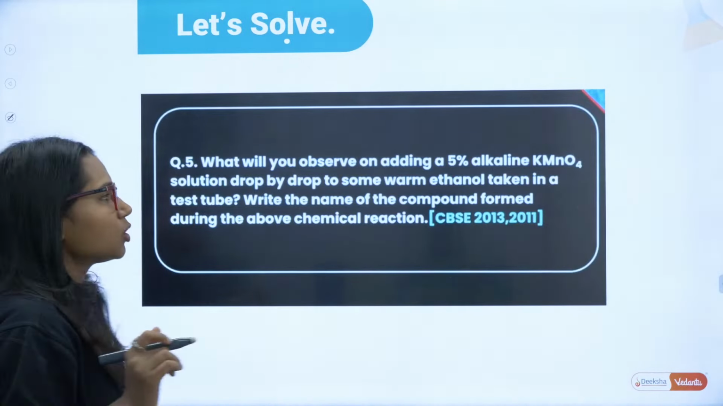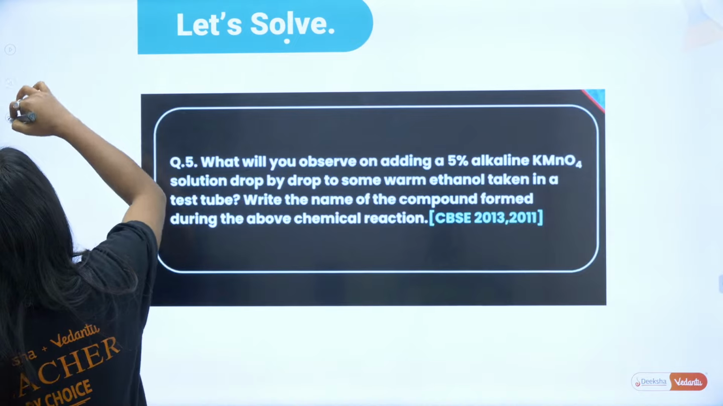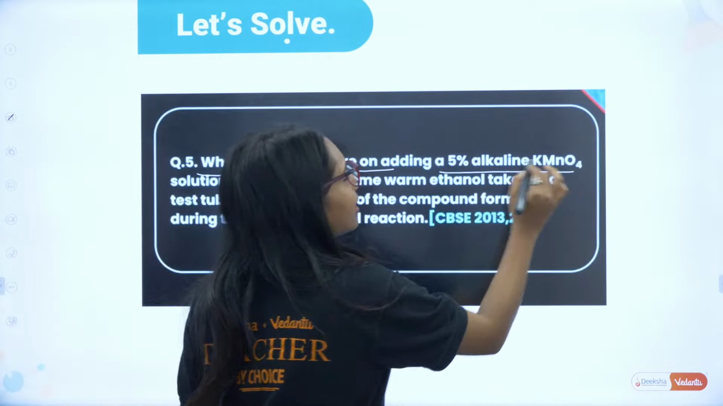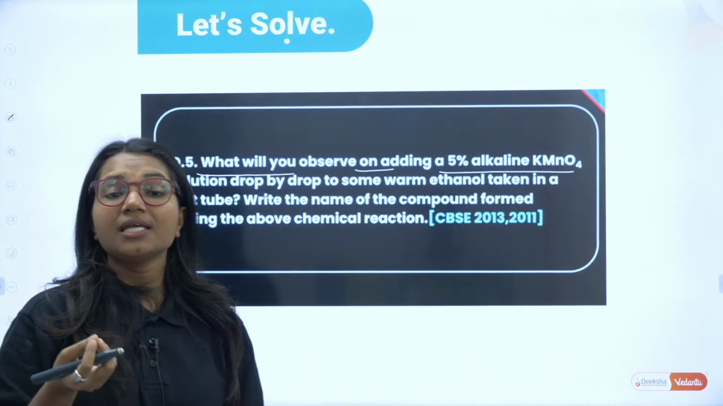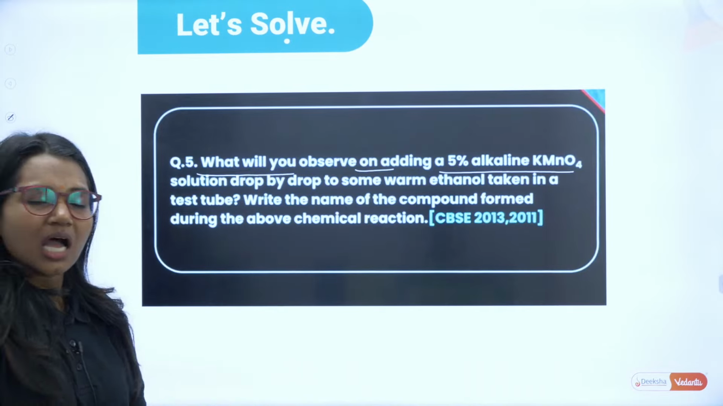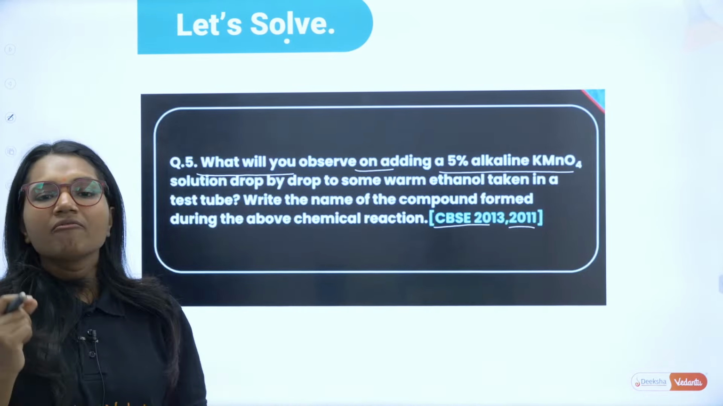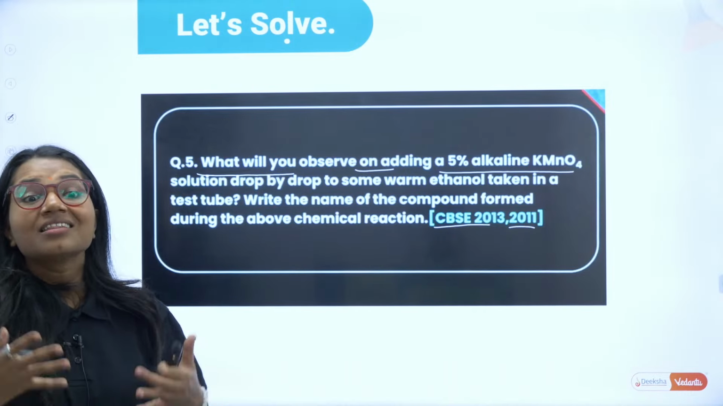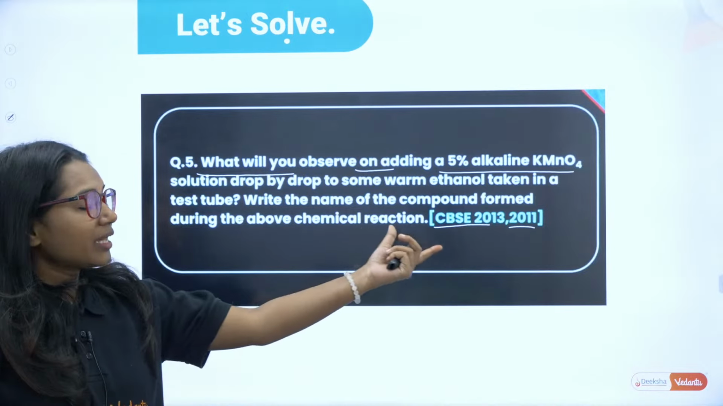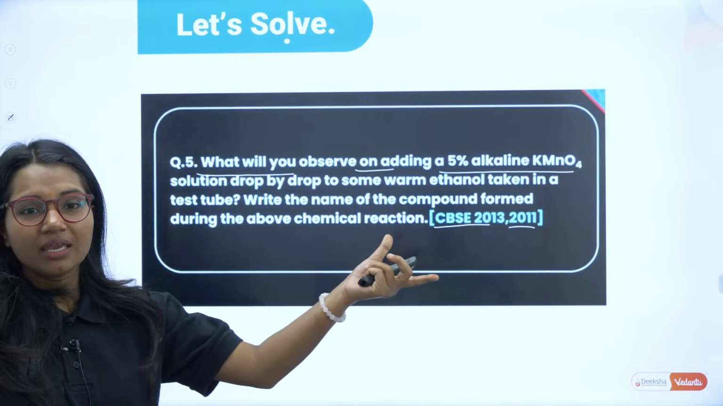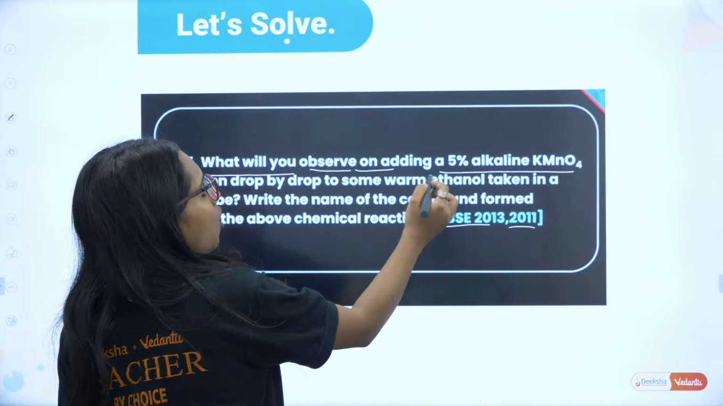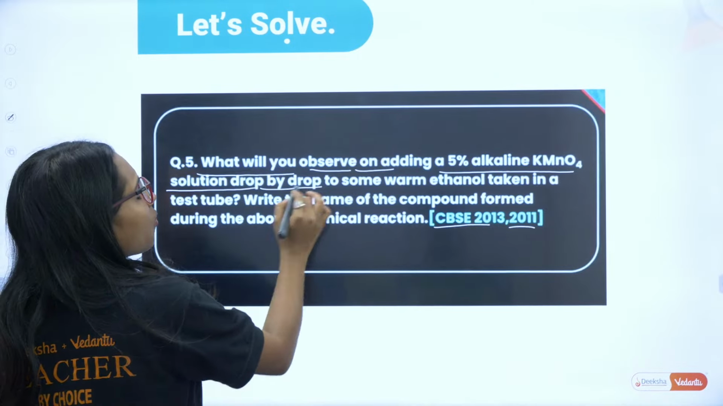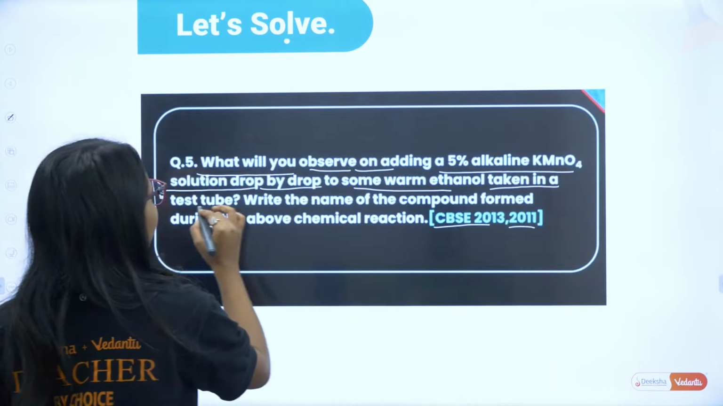Now here is the next question. What will you observe on adding 5% alkaline KMnO4? Alkaline means basic. This question has come in 2013 and 2011. Very, very important. Again, I can't stress enough that PYQs are very, very important. You can see that the questions repeat every year. What will you observe on adding 5% alkaline KMnO4 solution drop by drop to some warm ethanol taken in a test tube?